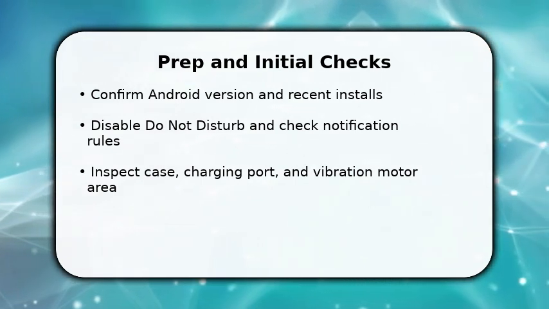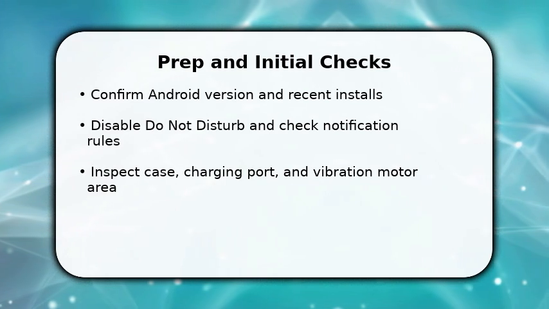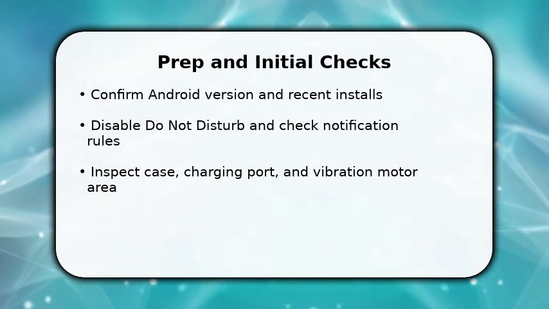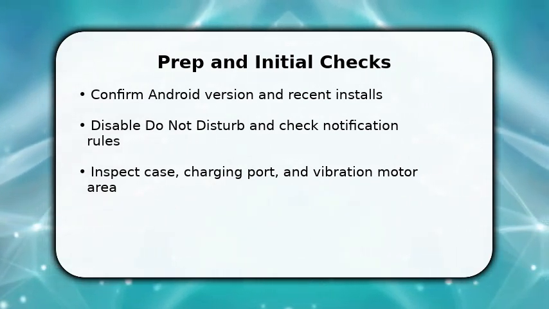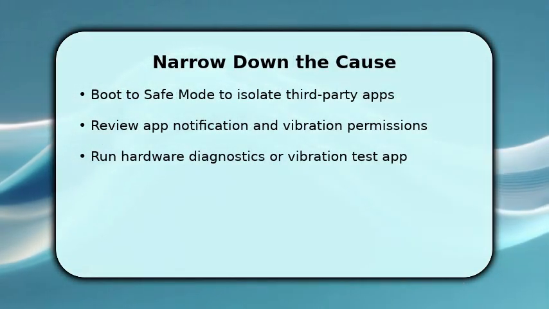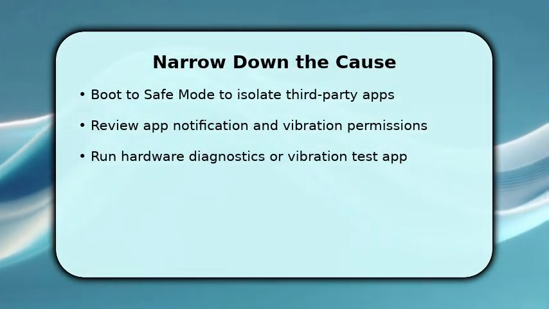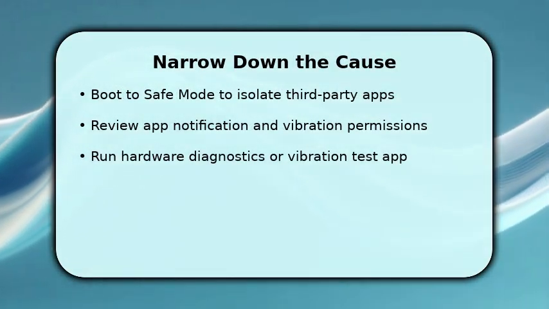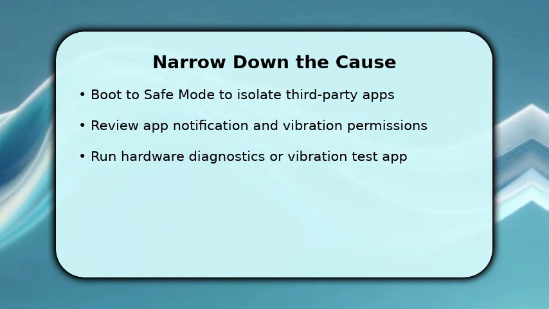Once done, reboot the phone to clear temporary glitches and note whether vibrations stop. This gives a quick baseline before deeper fixes. You now narrow the cause by booting into safe mode. This disables third-party apps so you can see if a downloaded app causes random vibrations.